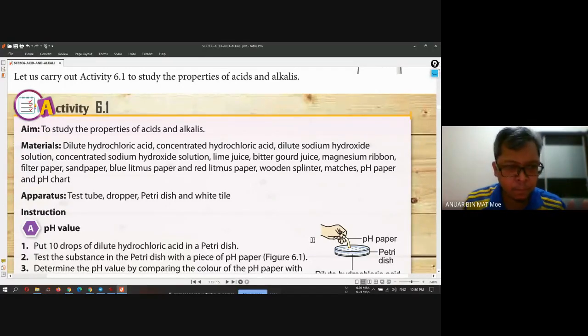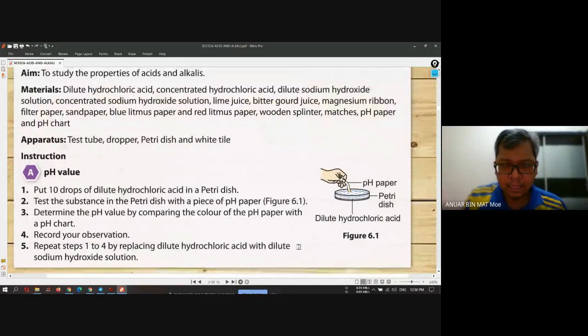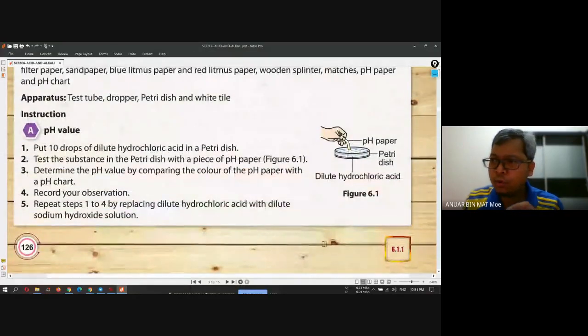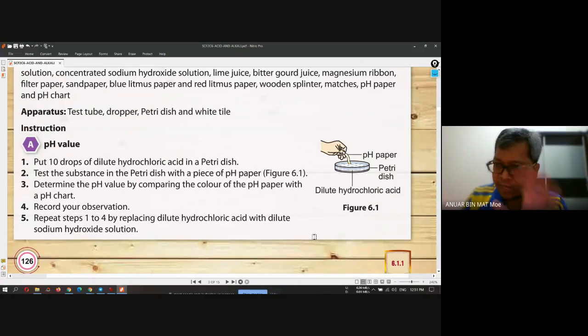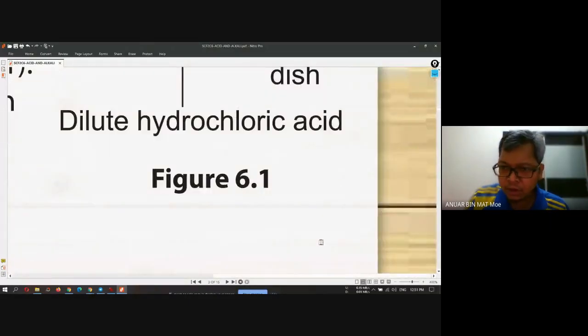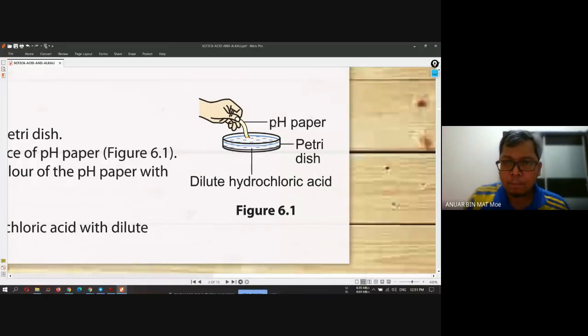But in general, we can study the properties of acid and alkali by using a few methods, a few ways, to determine whether the substance is acid or alkali. Okay, the first one, very easy. You can see here, I just show you the picture, on your textbook also, yeah. pH paper. One of the tools we can use to determine whether the substance is acid or alkali is pH paper. All right, so I'll show you what the pH paper is all about.